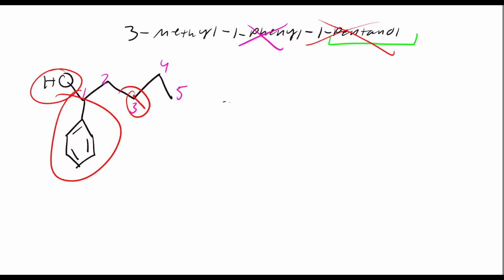It can be 3-methyl 1-phenyl pentane 1-ol. So yeah, it could be 3-methyl 1-phenyl pentane 1-ol, or it could be 3-methyl 1-phenyl 1-pentanol. So either way, you now know how to actually draw out molecules from the name, not just from the picture.